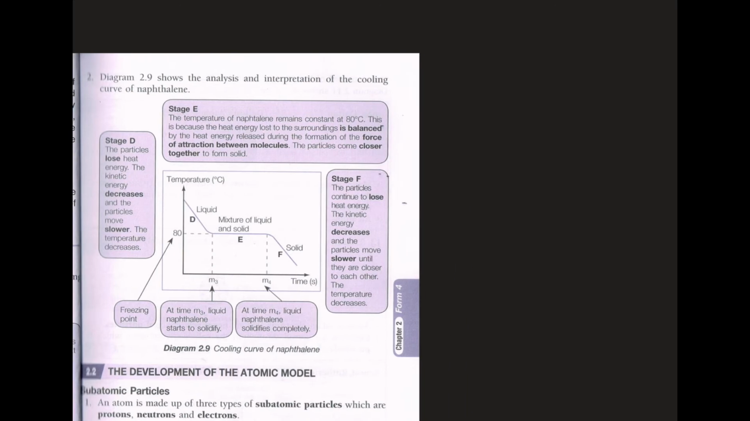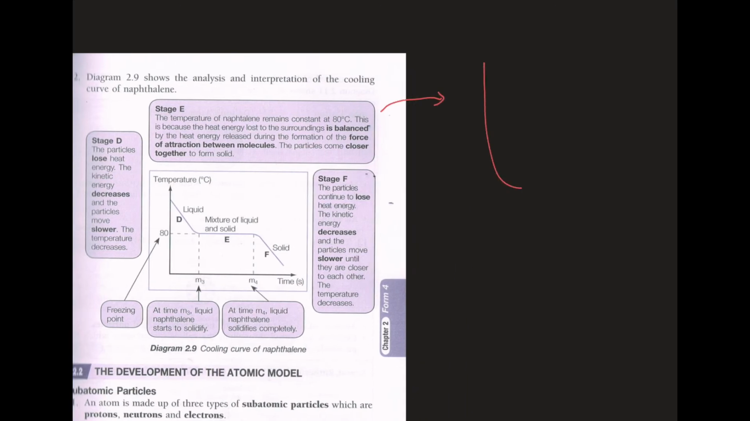Okay, so try to imagine it in terms of a diagram. So let's say this is naphthalene. Naphthalene is here. I draw a diagram to let you see. Energy is released to the surrounding because of the formation of the forces of attraction. At the same time, energy is lost to the surrounding because the surrounding is very cold. So we have two processes here, one in blue color, one in green color.